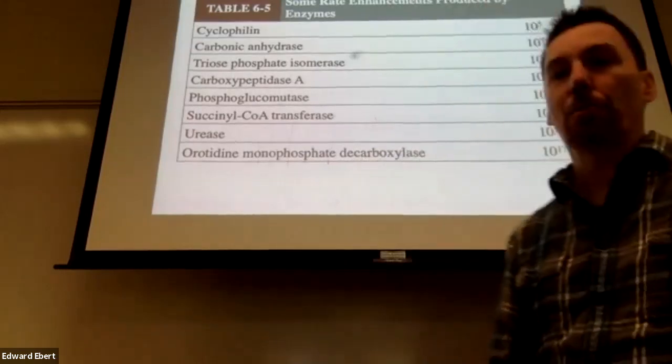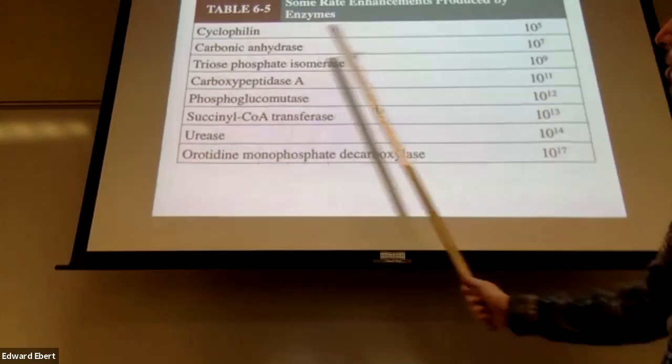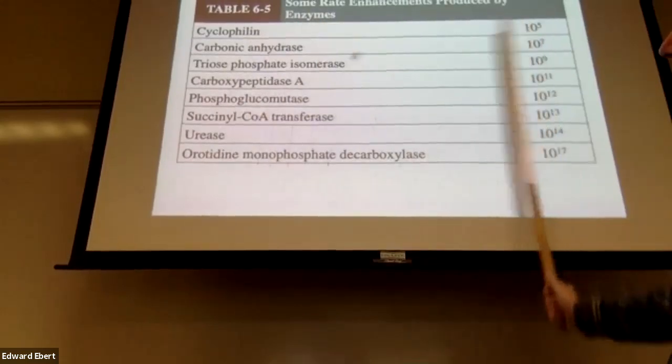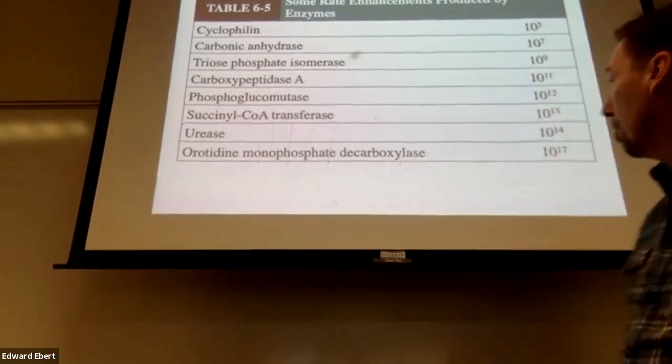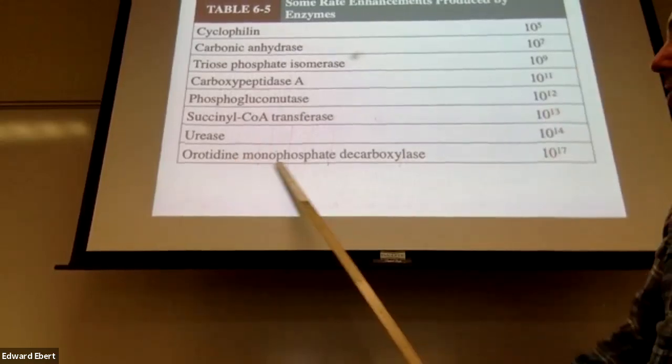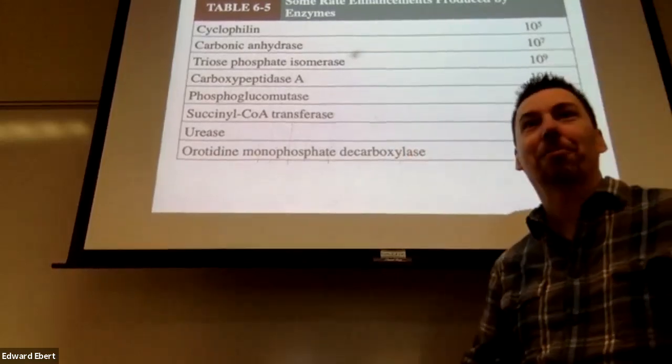So we can see that some reactions are greatly enhanced, okay? Like cyclophilin, we can see that this is 100,000 times faster with our enzyme. We go all the way down here to orotidine monophosphate decarboxylase, which is 10 to the 17th times faster.